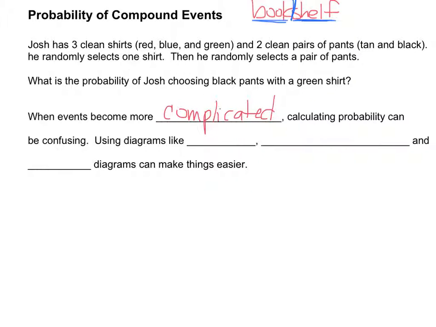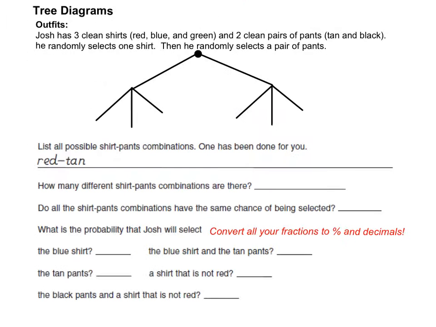So we're going to learn how to use diagrams like charts, organized lists, and tree diagrams to make things easier for us. This is an example of a tree diagram, and it looks a lot like the branches of a tree. So Josh has these 2 pairs of pants, tan and black. So we split it off and make 2 branches.